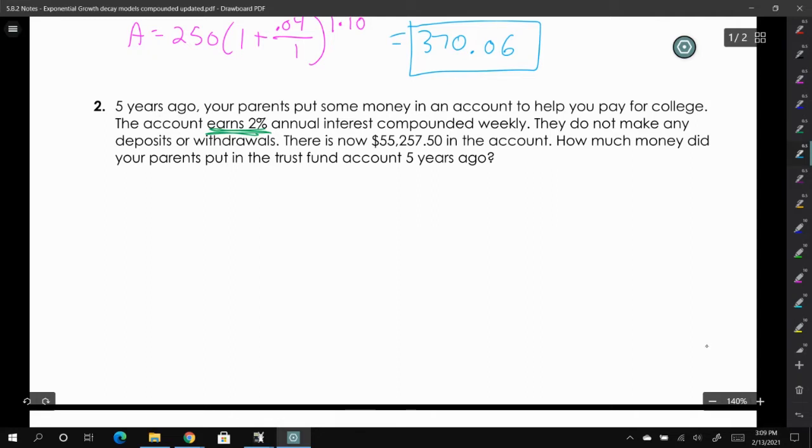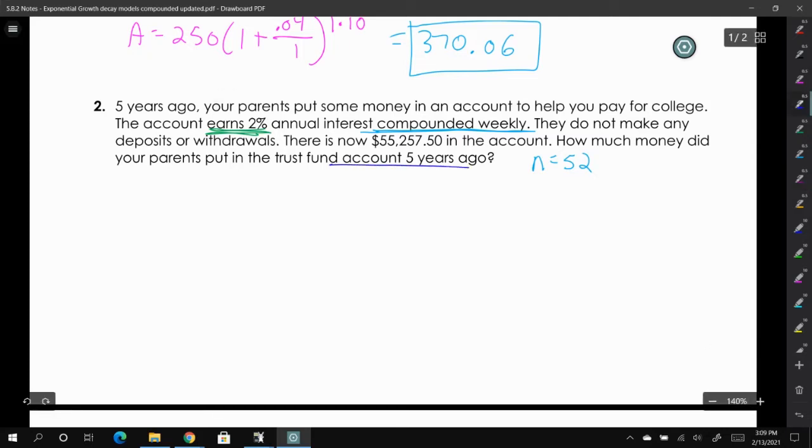People will get confused when it says annual interest. That's not how often this is compounded. It's compounded weekly, so that means your n is 52. They do not make any deposits or withdrawals. There is now $55,257.50 in the account. How much money did your parents put in the trust fund account 5 years ago?